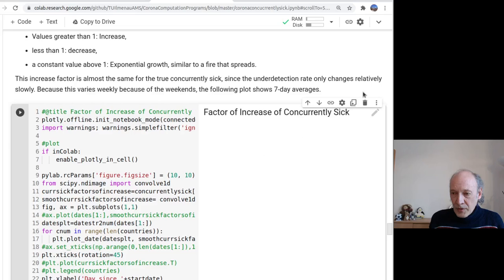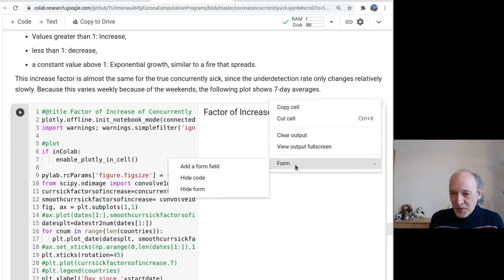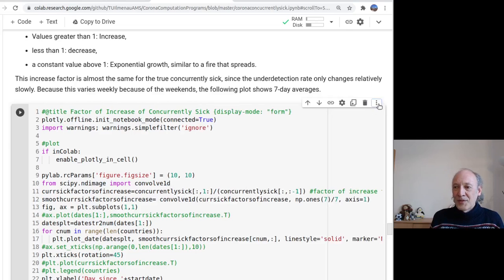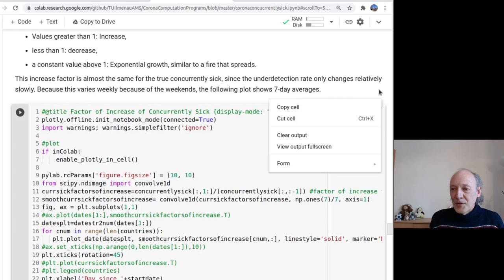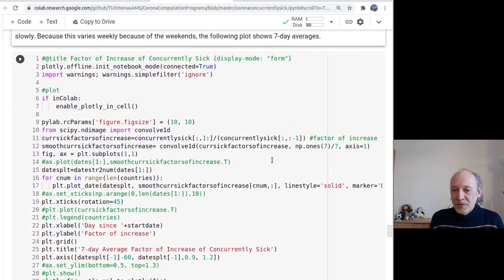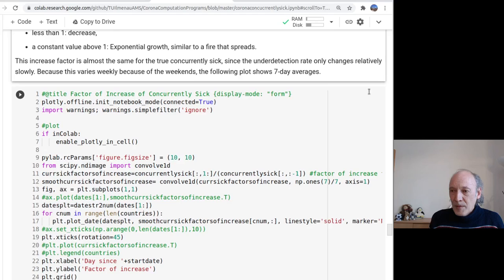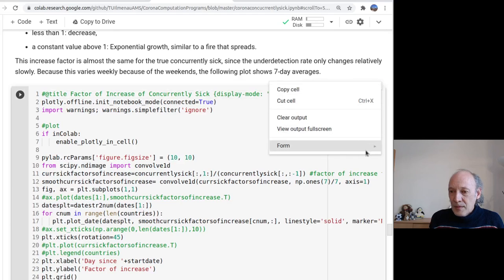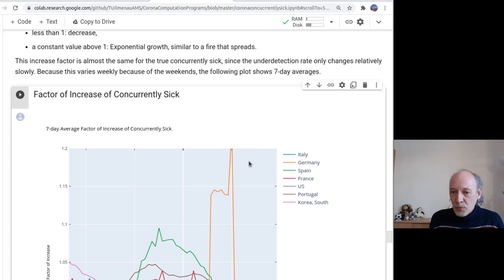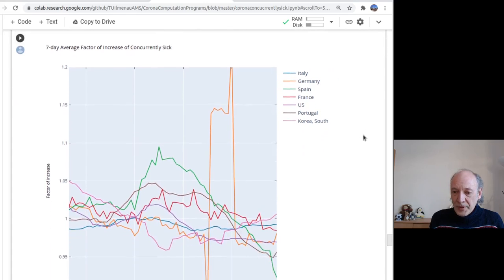Yeah, so hide code. That's very practical, and that also allows all the functionality that you can see here. So here now I was hiding the form. You can see the code, and form, hide code. Here we have the plot again.